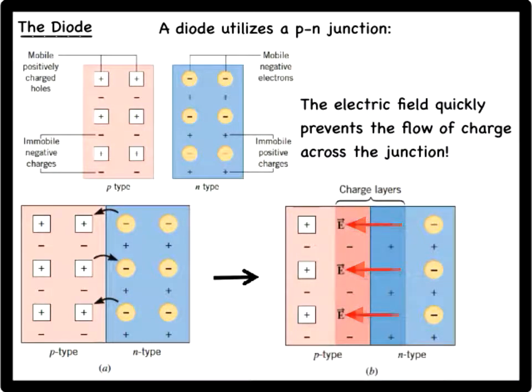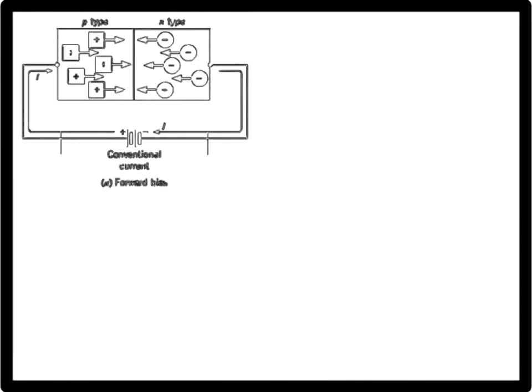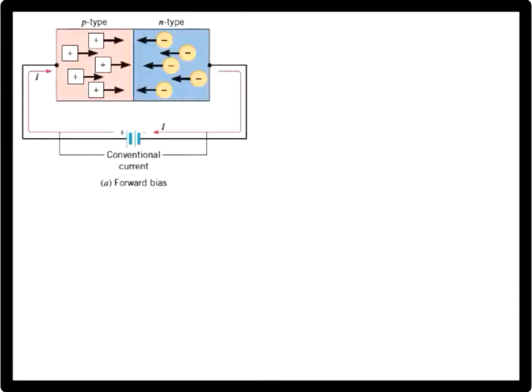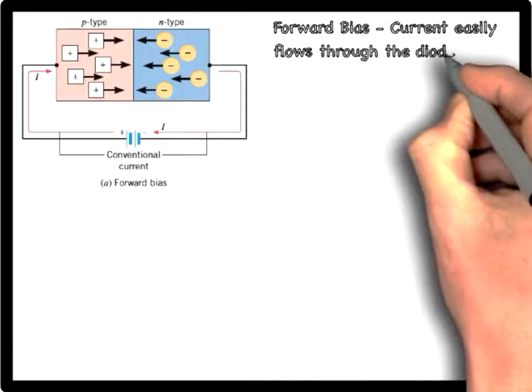Suppose now that a battery is connected across the p-n junction, as shown in the figure, where the negative terminal of the battery is attached to the n material and the positive terminal is attached to the p material. In this situation, the junction is said to be in a condition of forward bias, and, as a result, there is a current in the circuit.